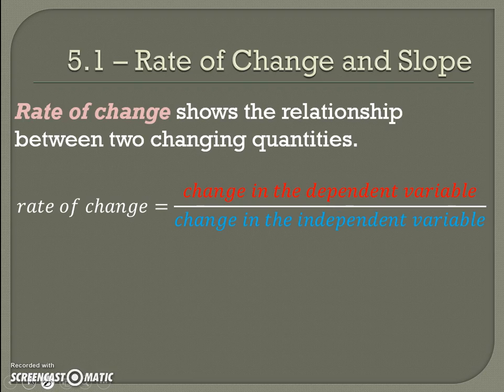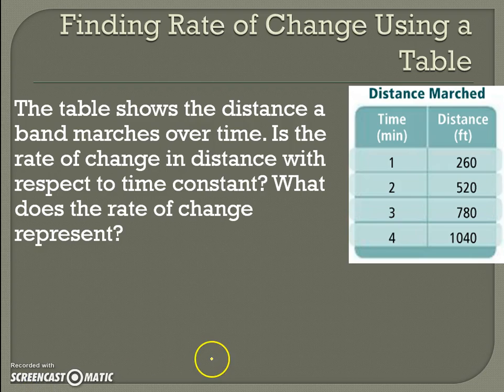Rate of change shows the relationship between two changing quantities, and you'll want to write this down right here: change in the dependent variable over the independent variable. And, you know, you guys talk about these kind of things in science. The dependent variable is the one that changes depending upon whatever happens here, and this will make a little bit more sense when we look at a couple examples.